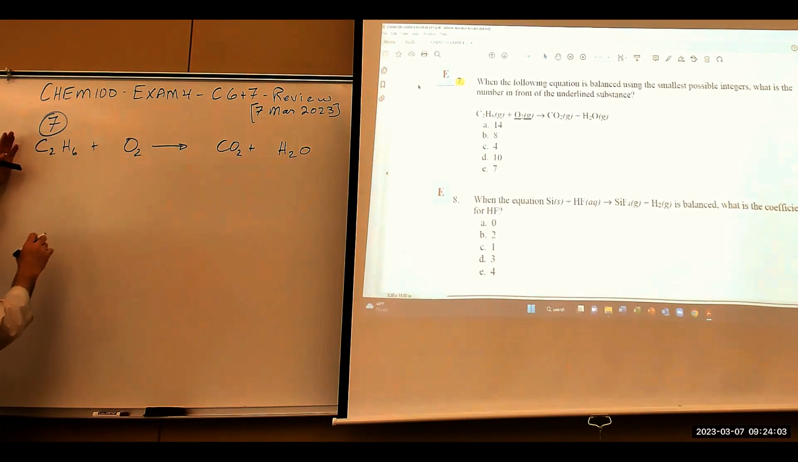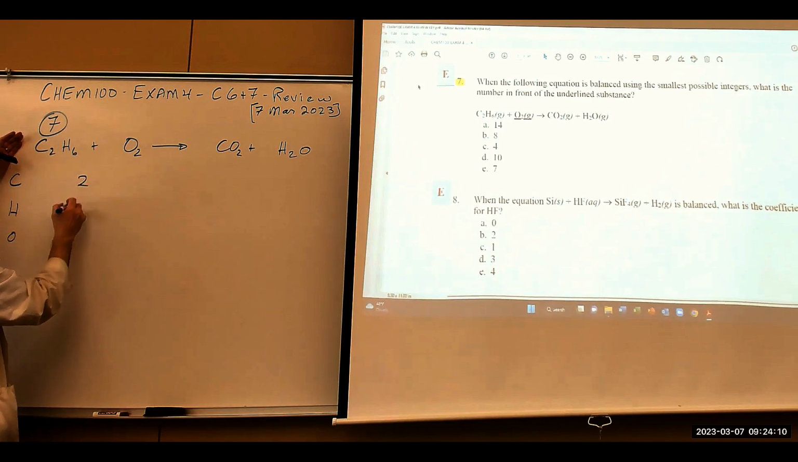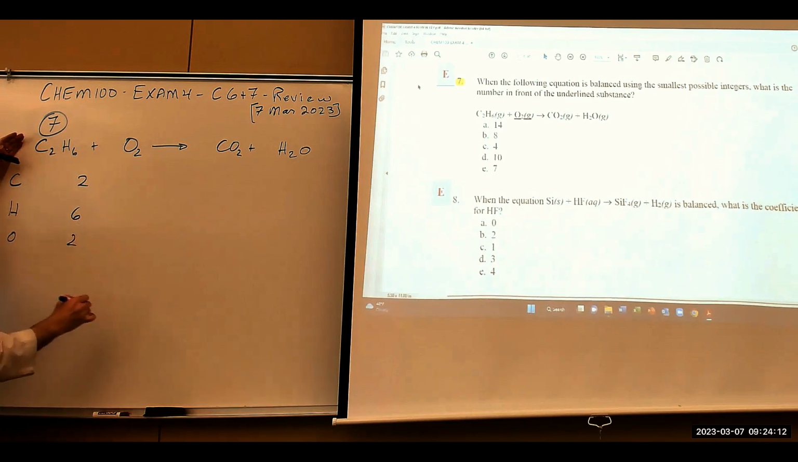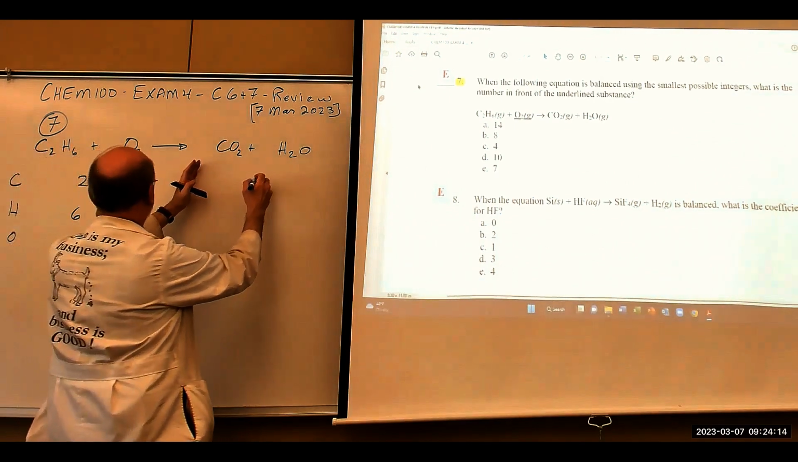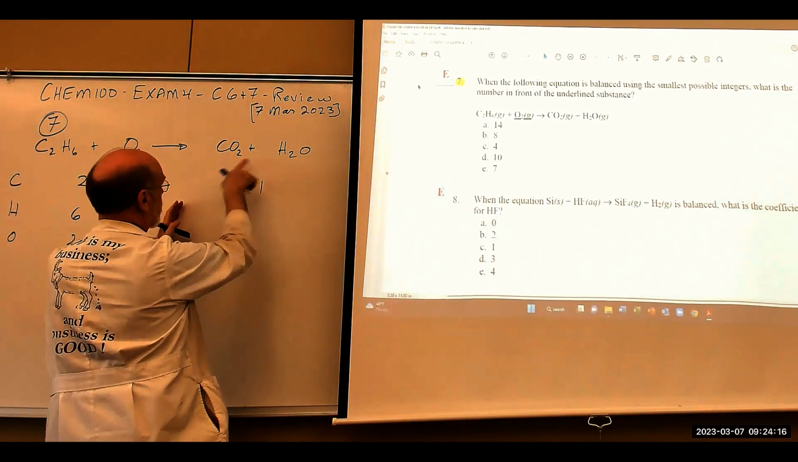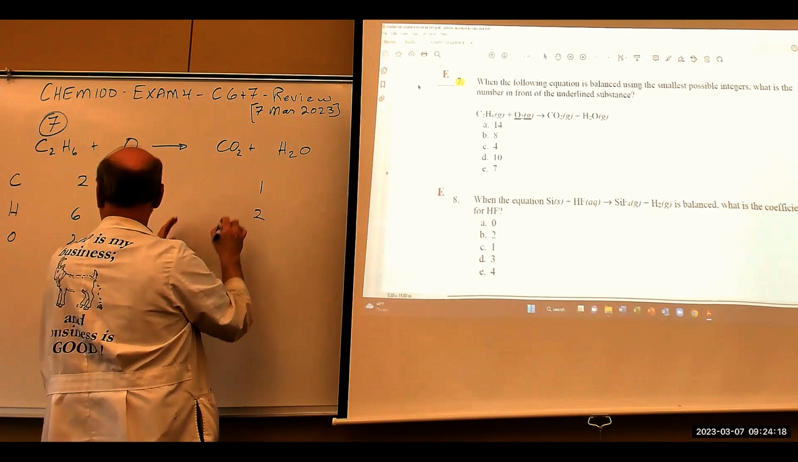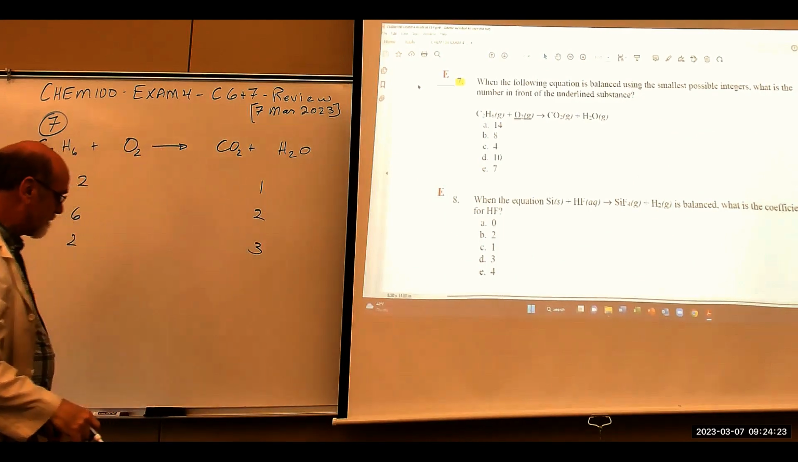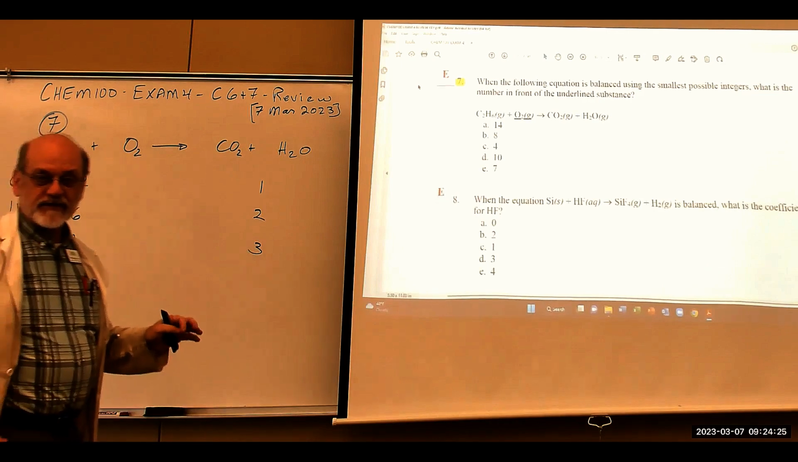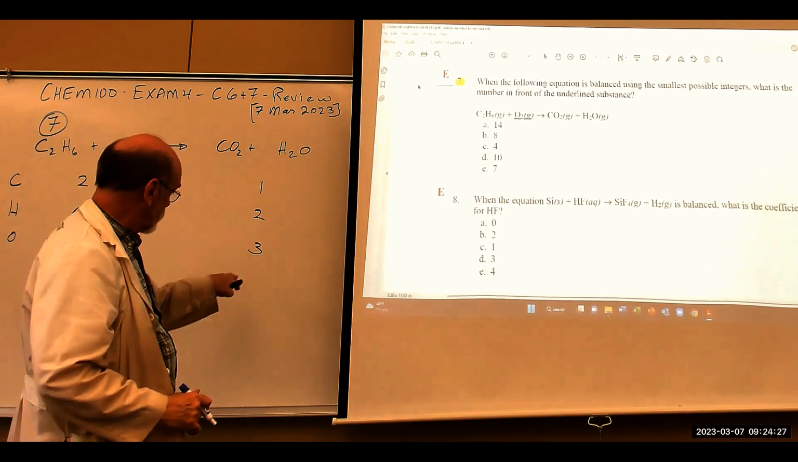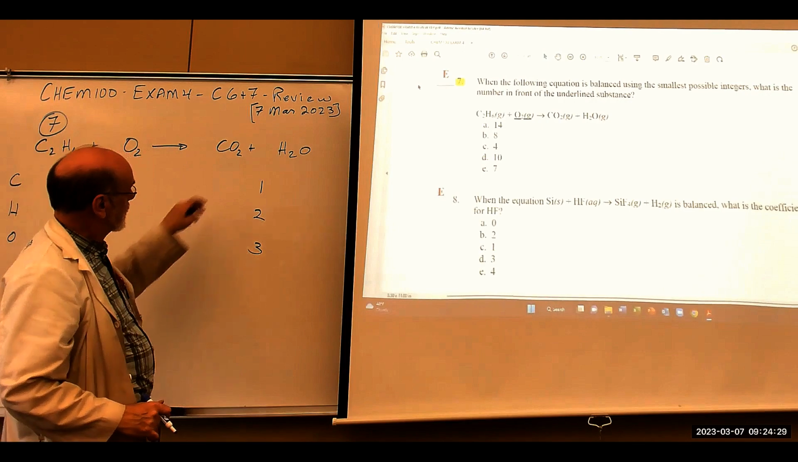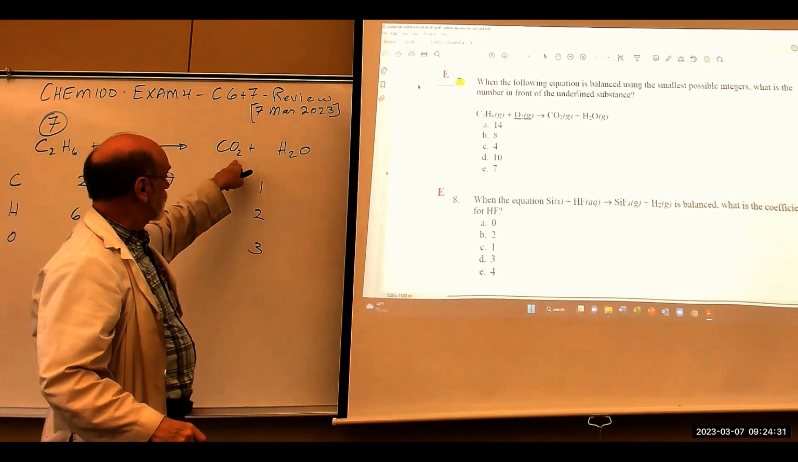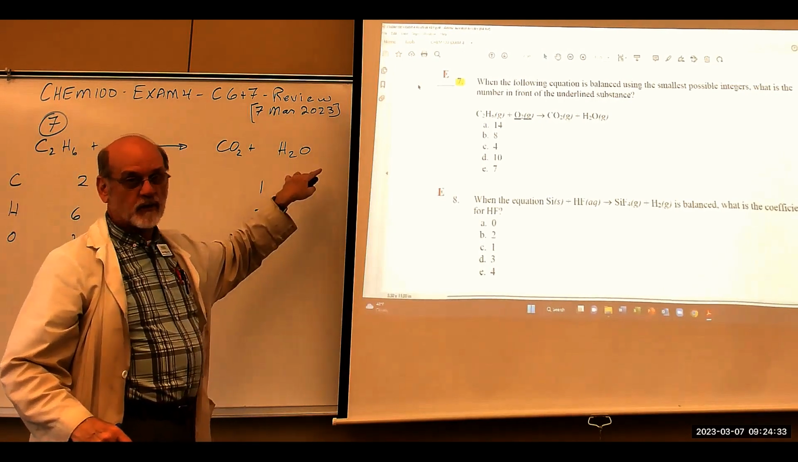Okay, now let's add them up. There's carbon, hydrogen, oxygen. So we have 2 carbons here, we have 6 hydrogens and 2 oxygens. On this side, we have 1 carbon, we have 2 hydrogens, and we have 3 oxygens. Now you may be tempted to try cross multiplication here because you've got an odd here and an even there, but we can't do it because oxygen occurs in 2 different places here. It won't work.